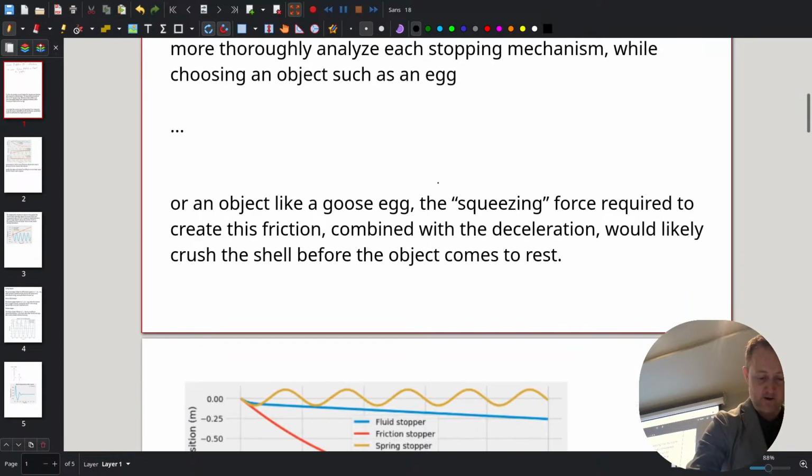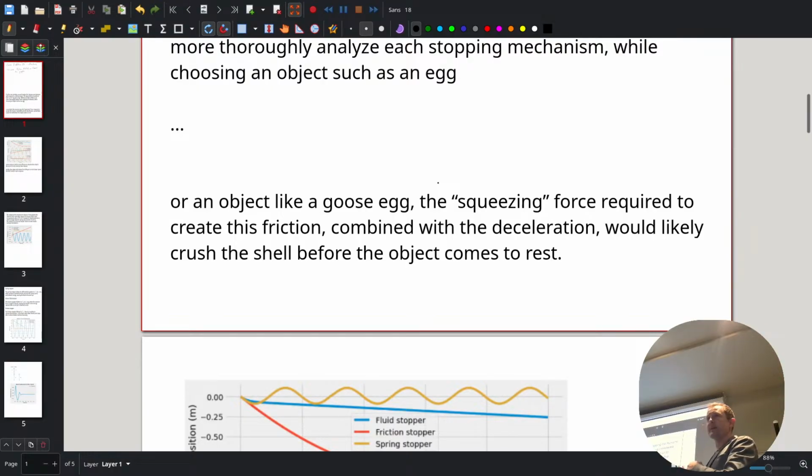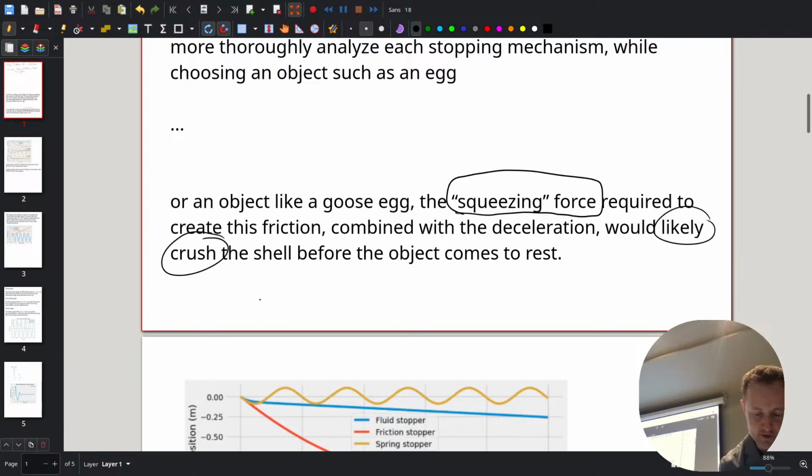The place I saw for improvement is when they talk about the friction force, the fact that we need squeezing. It's a goose egg, so there's got to be some number where if you press this hard, the goose egg will crack. So that's now the limit. And instead of using a vague squeezing force, or words like "likely" or "crush," look for any words like that.